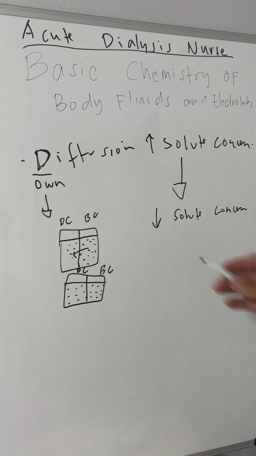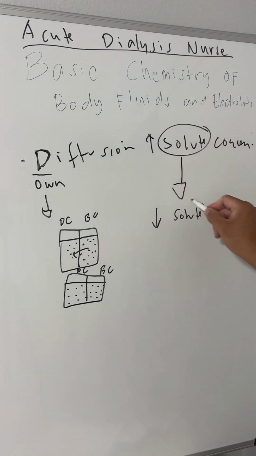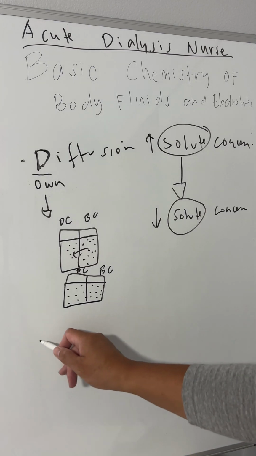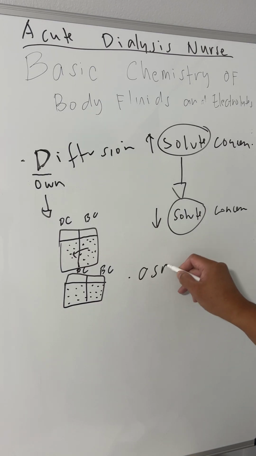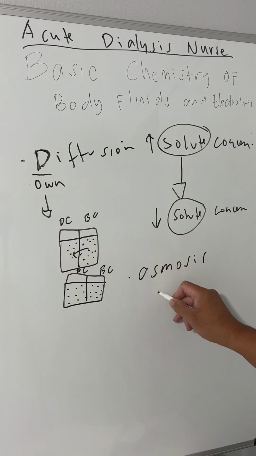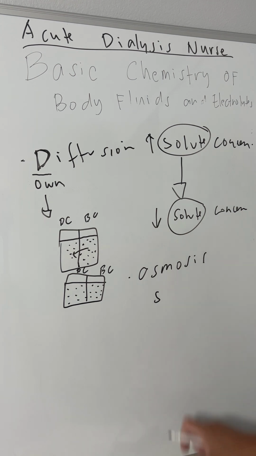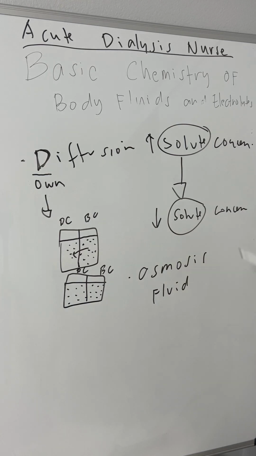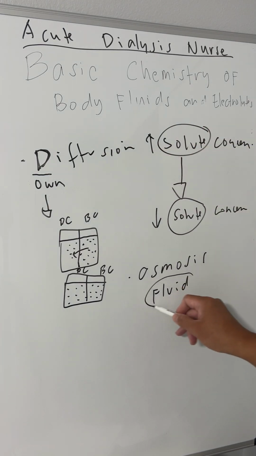That's it. So the solute, this is the term, solute is the one that moves, going down from higher to lower. Okay? And then next is osmosis. So this one is the water or the fluid. The fluid moves. This one, diffusion is solute, osmosis, fluid.